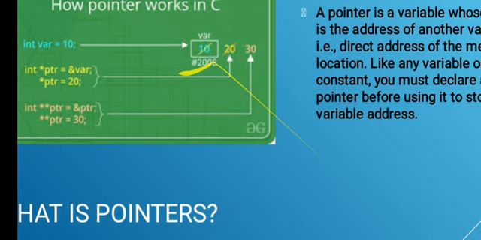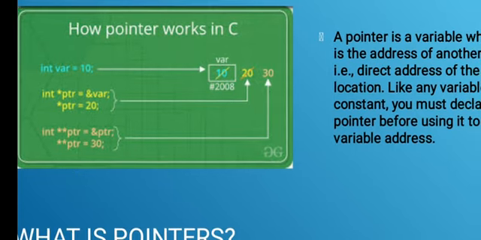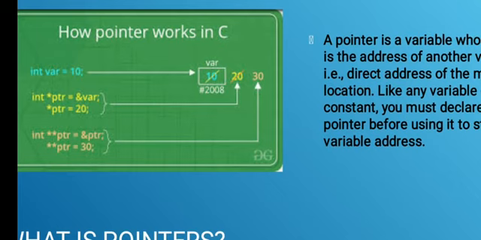The syntax to declare a pointer variable is by using the data type. What is the data type of the variable? Then the asterisk symbol, and next the pointer variable name. Here this is the data type, this is the asterisk symbol, and this is the variable name.